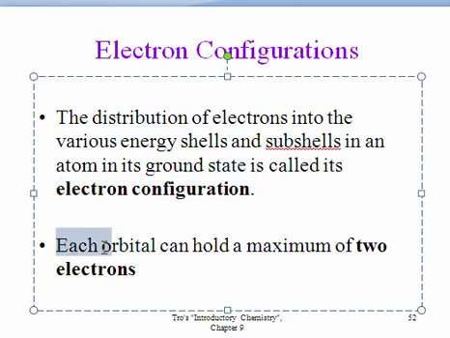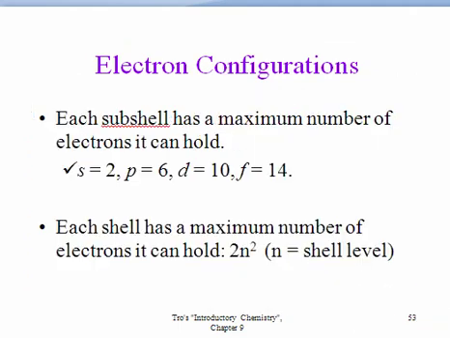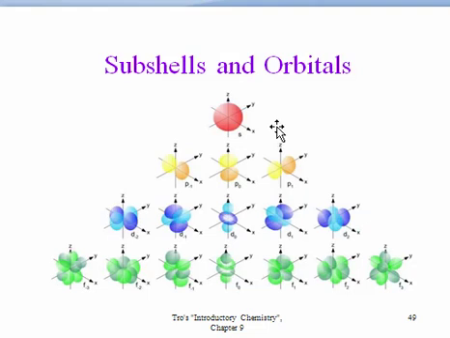First, each orbital in any atom can hold a maximum of 2 electrons. So that has consequences for our subshells, because subshells have a certain number of orbitals. Remember, our S subshell has 1 orbital, P subshell 3 orbitals, D subshell 5 orbitals, and F subshell 7 orbitals.